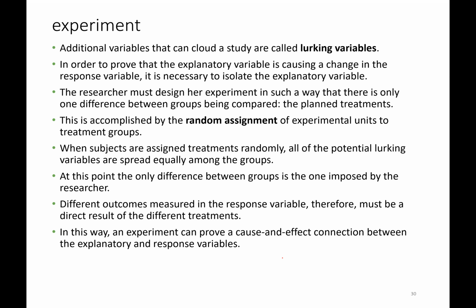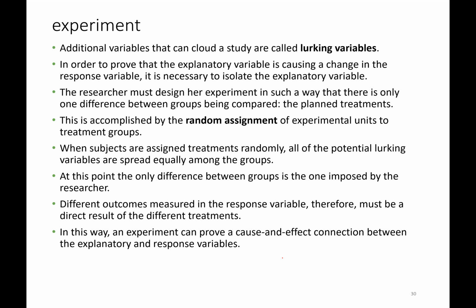The researcher must design her experiment in such a way that there is only one difference between groups being compared. This is called the planned treatments. This is accomplished by the random assignment of experimental units to treatment groups. So you have a bunch of objects, people, subjects, and you randomly put them into groups.